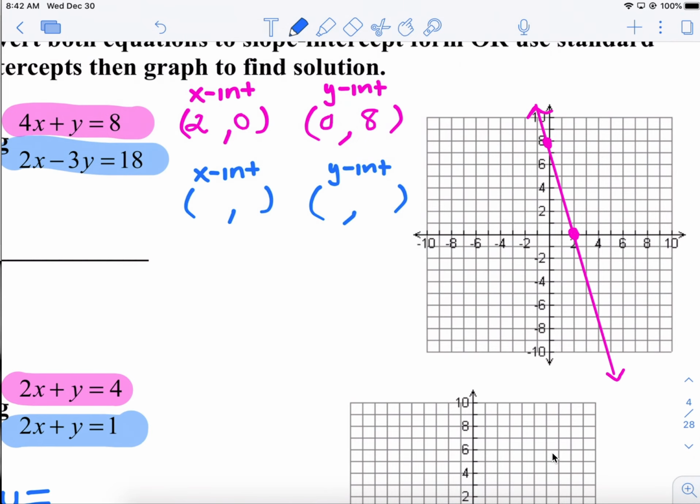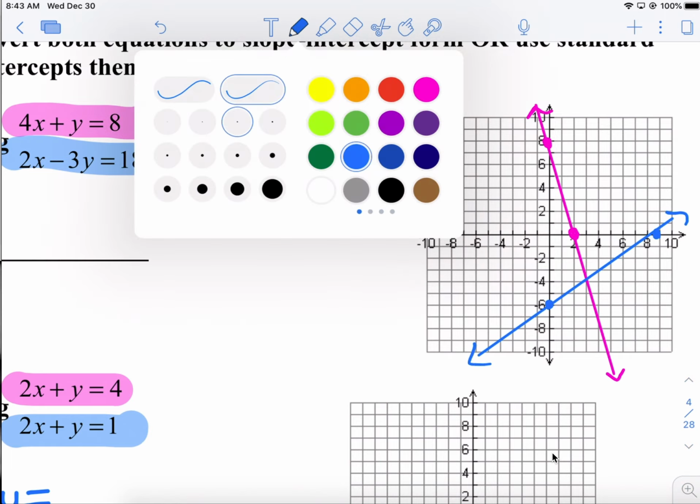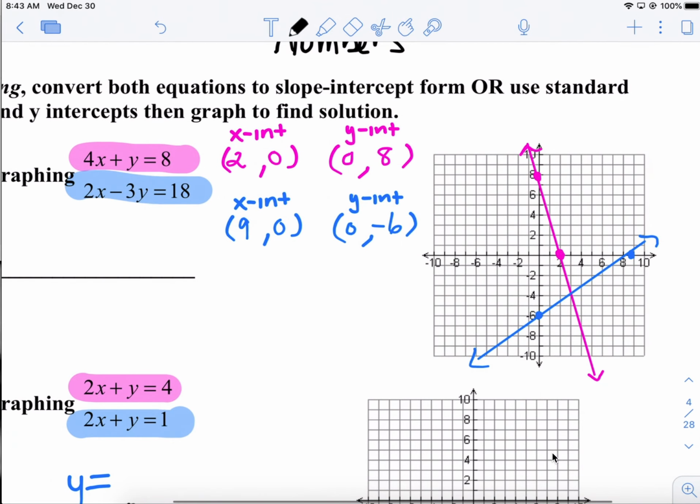For the blue equation, I'm going to do 9 for the x, that's 18 divided by 2, and then -6 for my y, 18 divided by -3. So 9 on the x, -6 on the y, and we're connecting these 2 dots. Ooh, and that one's a little crooked, my bad. There we go. All right, so my solution again, because they cross, is the point where they cross.